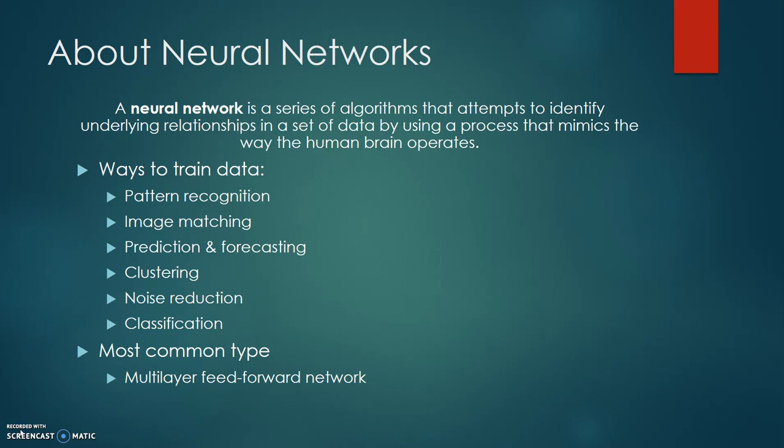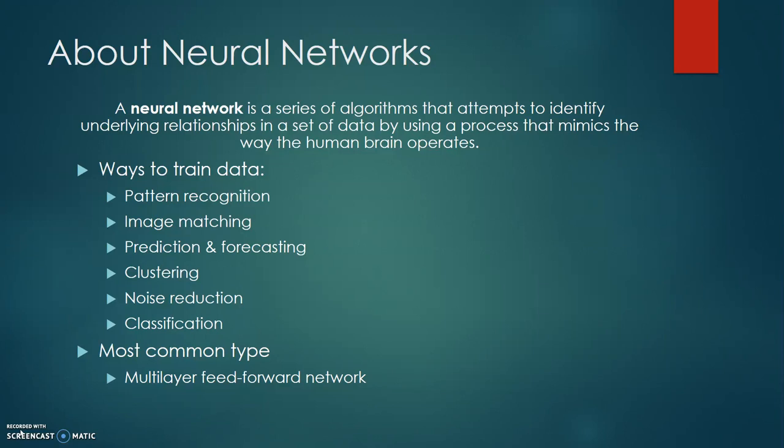All right, so here's a little bit about neural networks, just a very basic definition. A neural network is a series of algorithms that attempts to identify underlying relationships in a set of data by using a process that mimics the way the human brain operates. Again, that's just a very basic definition.